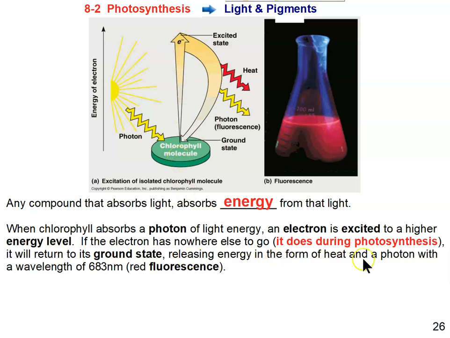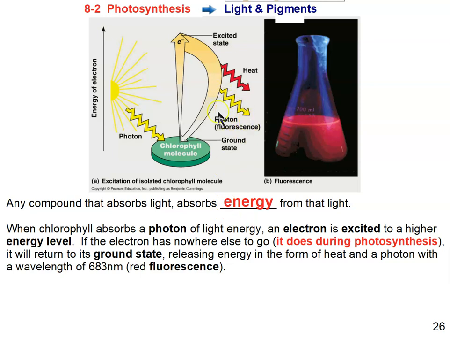And so it releases energy in the process, releasing energy in the form of heat and a photon. Notice heat and a photon. And this light, the photon is light. This light is going to have less energy than the light that came in, because some of that energy is lost as heat, right? So the energy is being released as both heat and light, but that light's going to have less energy. That means a longer wavelength. That means it's going to tend towards the red end of the spectrum.